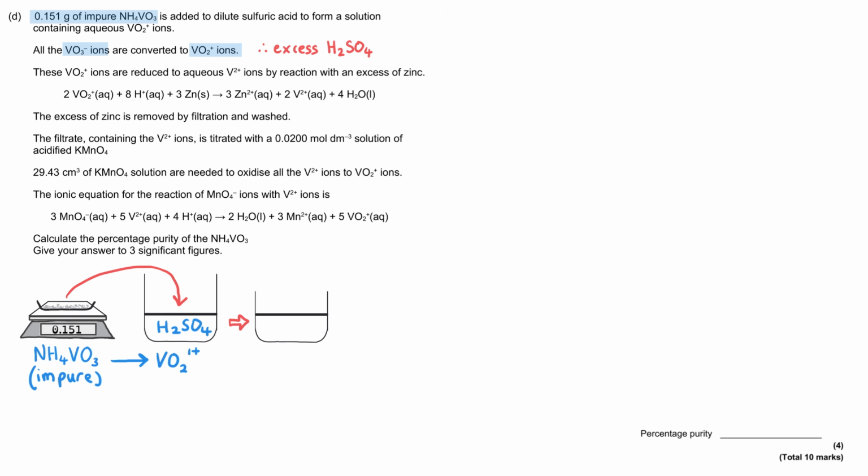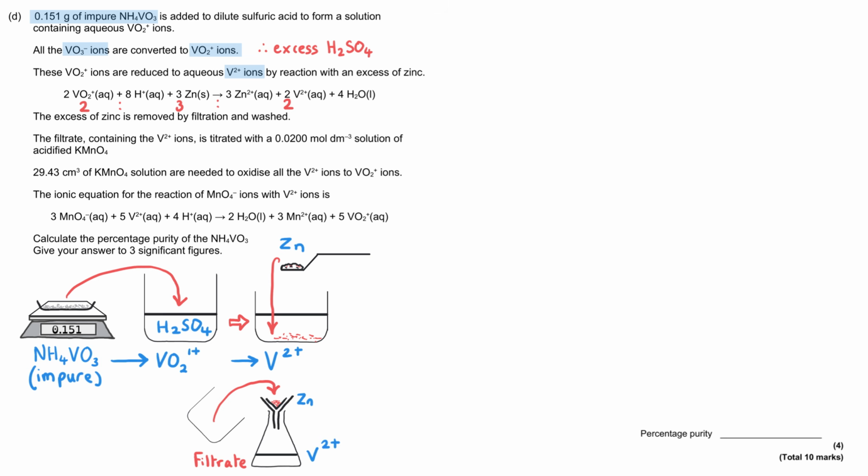We're then told that these VO2 1+ ions are reduced to aqueous V2+ ions by reaction with an excess of zinc. And we're given an equation for this process. The relevant ratios are likely to be the VO2 1+ has a 2, the zinc has a 3, and the V2+ has a 2. And then we're told that the excess of zinc is removed by filtration and washed.